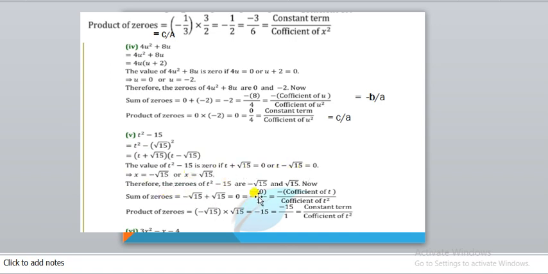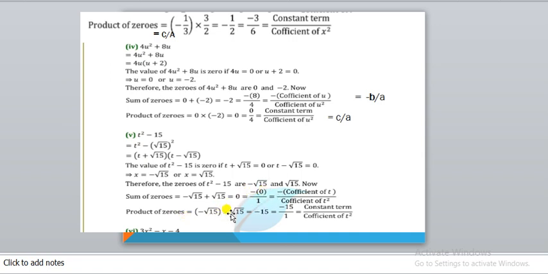Now again we will verify the relationship. Sum of the zeros, what will we get there? 0. Coefficient of t is what now here? In this case, t is not there, so we will take coefficient of t as 0, upon coefficient of t square, which is 1. So 0 upon 1, 0. Again both sides verified.